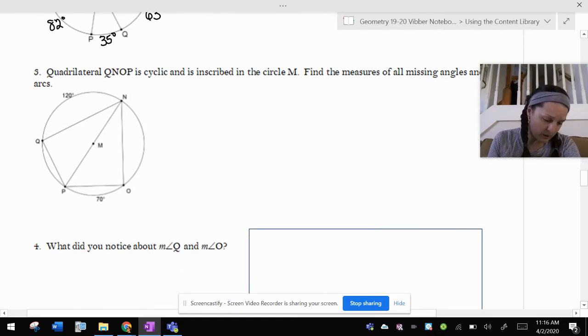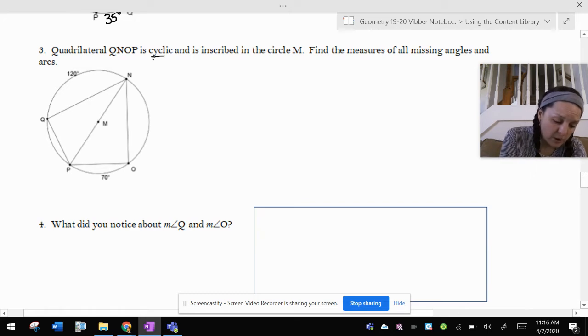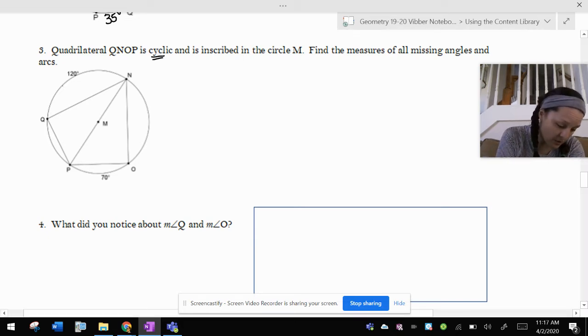Okay. Now down to the bottom, quadrilateral QNOP is cyclic and inscribed in circle M. Find the measures of all the missing angles and arcs. Okay, so those cyclic quadrilaterals were the things we learned about last time, where the four corners touch the edges of the circle. And the rule was the angles opposite from one another have to add to 180. So if I know that this is 120 right here, and I know that M is the center, which makes this a diameter, that left-hand side has to add to 180, making this 60.